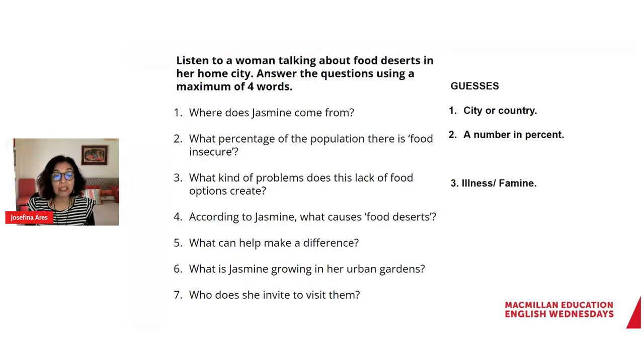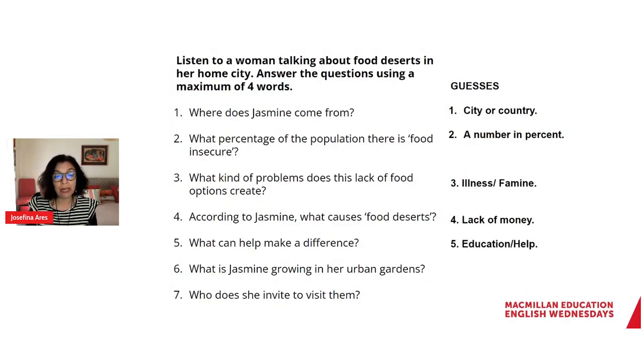Four, according to Jasmine, what causes food deserts? Now, they've already done a reading on this in the book, by the way. So they already have more information than me and you. If they don't know what it is, they can guess what they think it means. I've put lack of money because I haven't done the reading, so I've got no idea. What can help make a difference? I put education, help from others.